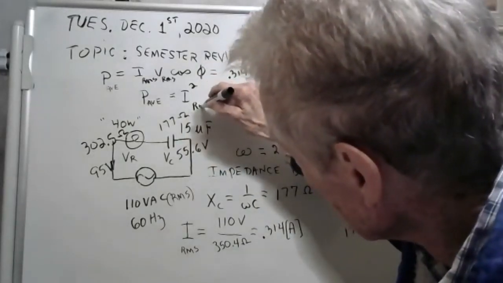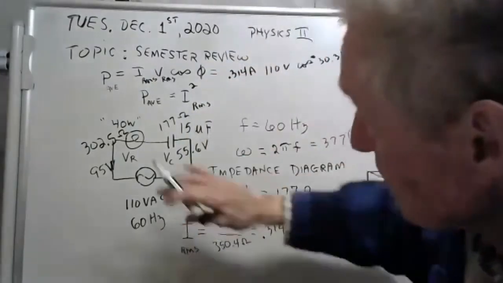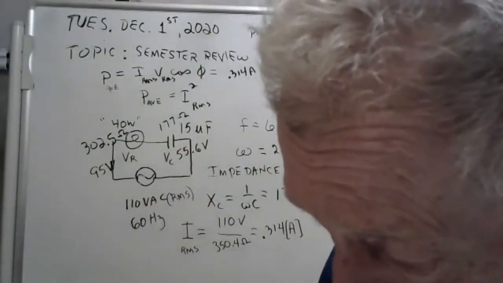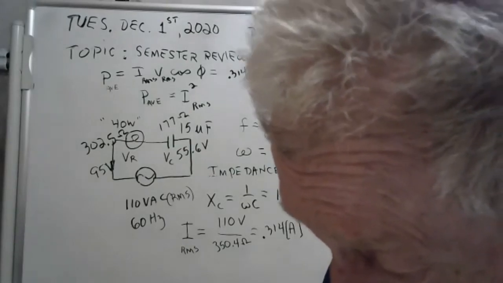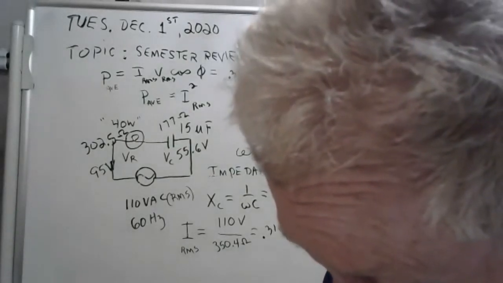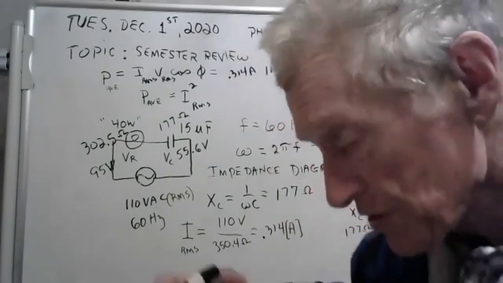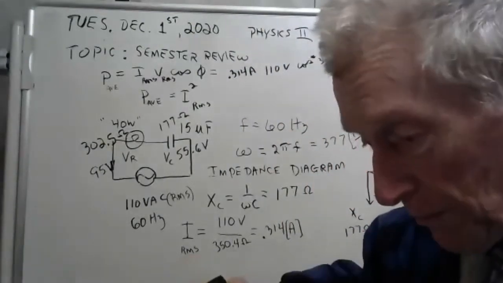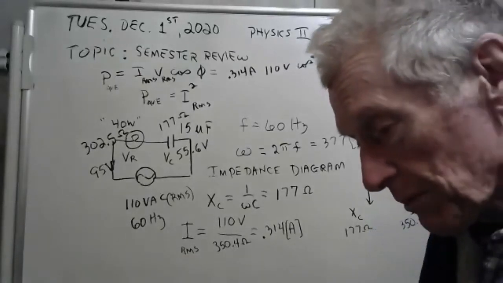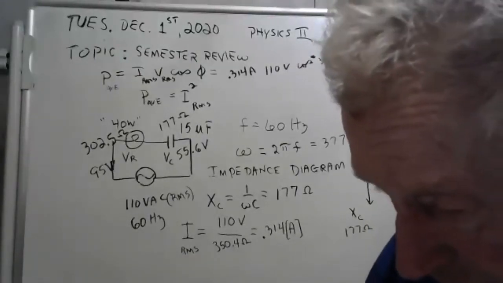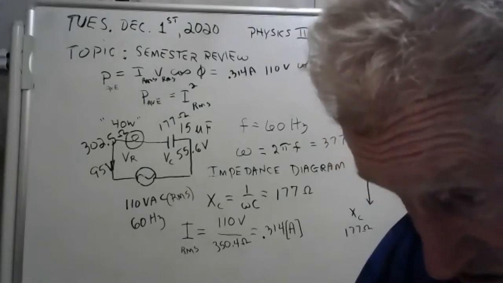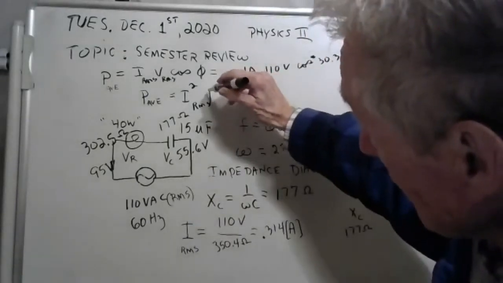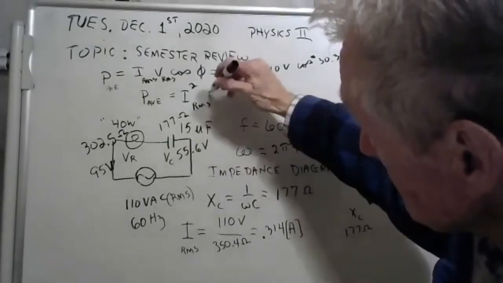You said the power of what is 0? The power of the capacitor is 0. It's not using any average power at all. Yeah, it's using power, but it's storing it up and then giving it back, storing it up, giving it back, 60 times a second. On average, it's 0. But you can get the power of the resistor.